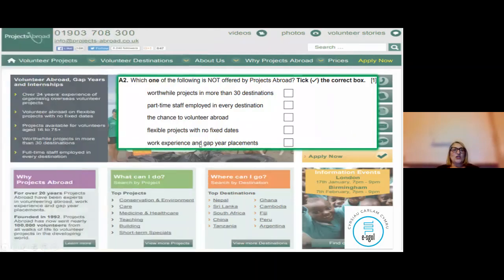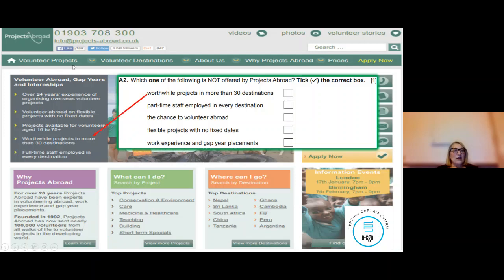The next question is a multiple choice question. It says, which one of the following is not offered by Projects Abroad? We need to find things that are offered by Projects Abroad, because only one of them is the correct answer, and that's the one that isn't offered. So we need to cancel out all the incorrect answers.